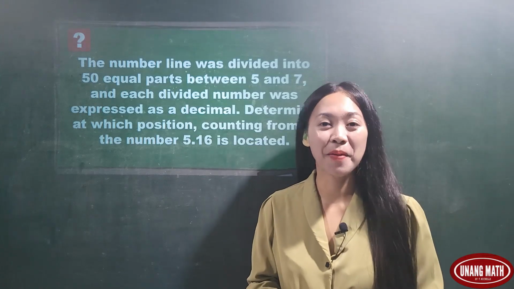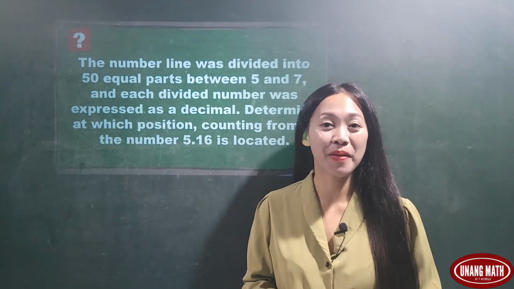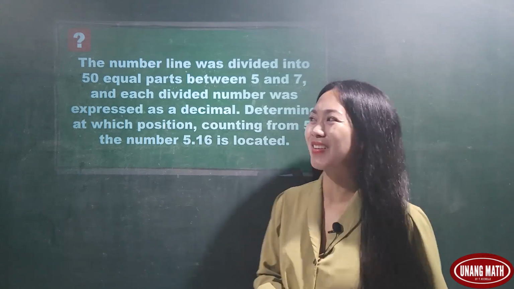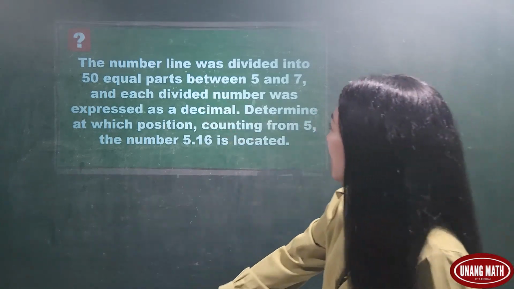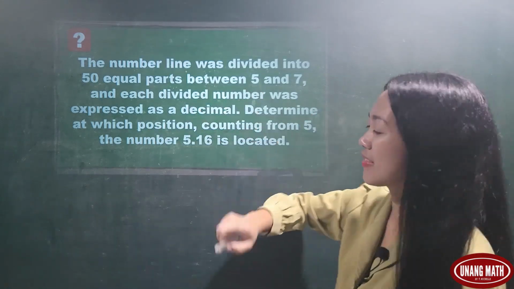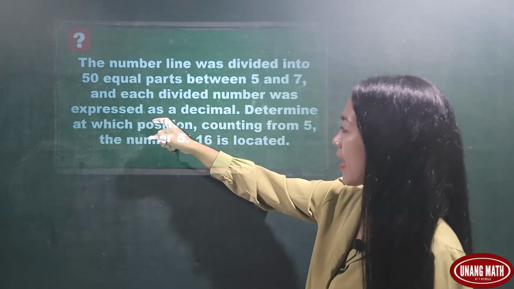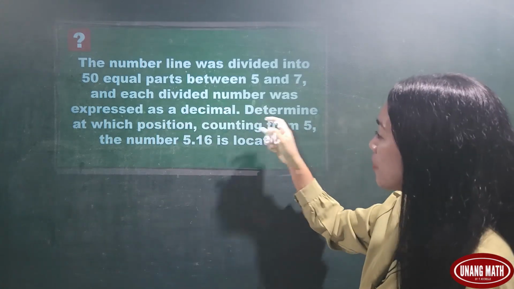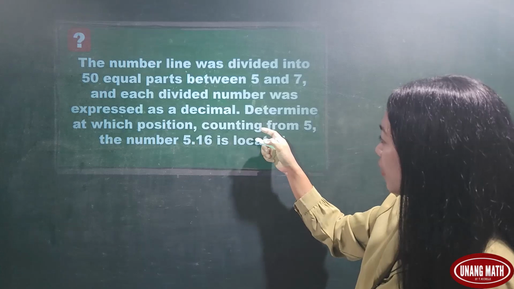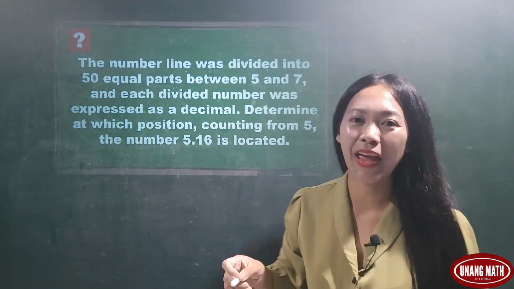This next problem is an example of a more advanced math problem involving fractions and decimals. The number line was divided into 50 equal parts between 5 and 7, and each divided number was expressed as a decimal. Determine at which position, counting from 5, the number 5.16 is located.